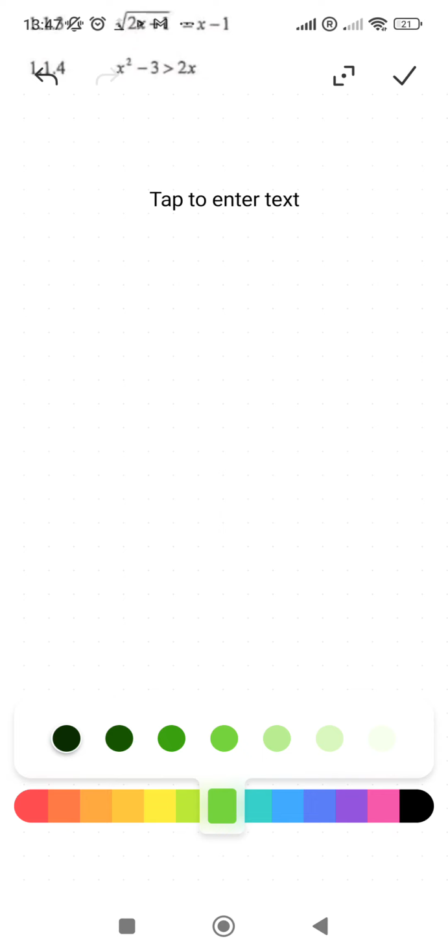Okay, let's end off with this one for the day. So there we have our inequality: x squared minus 3 is greater than 2x. Okay, so we're dealing with an inequality now.